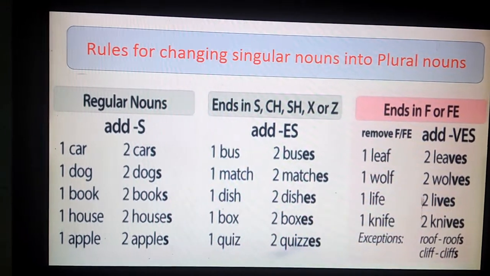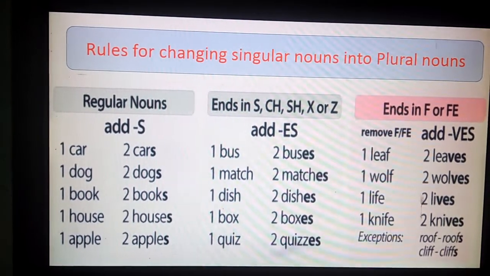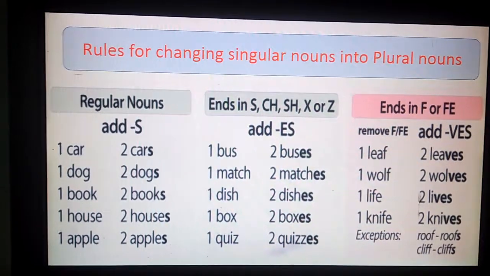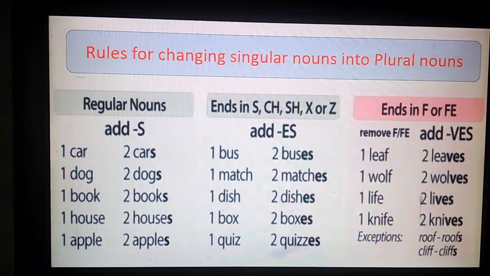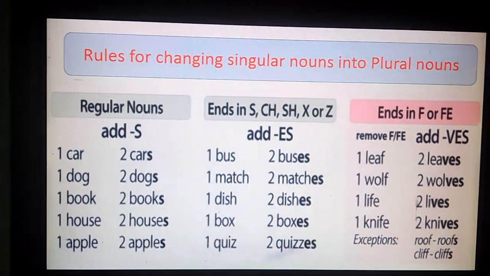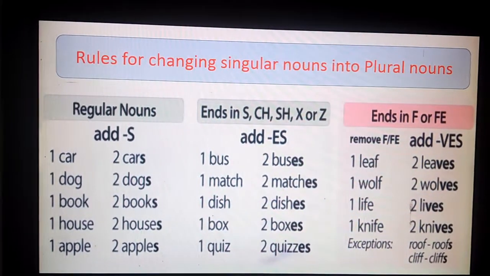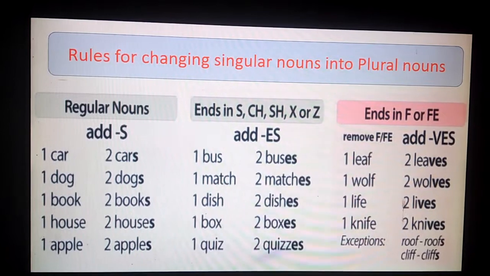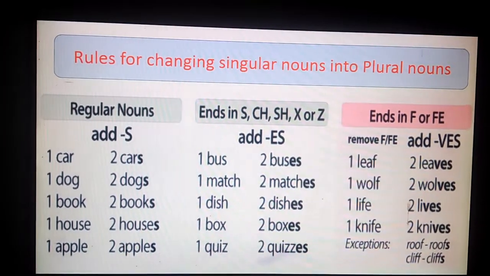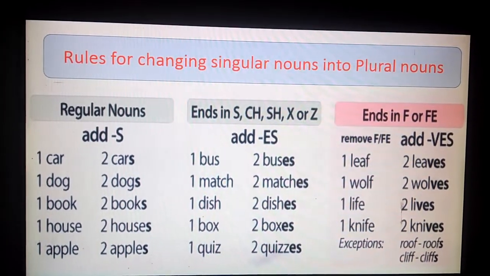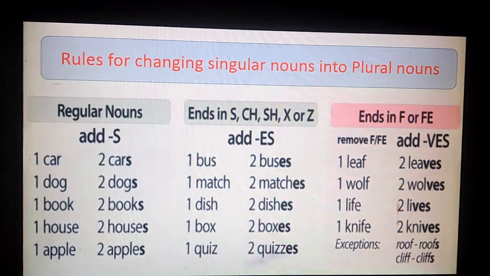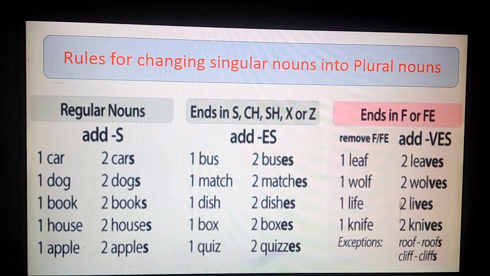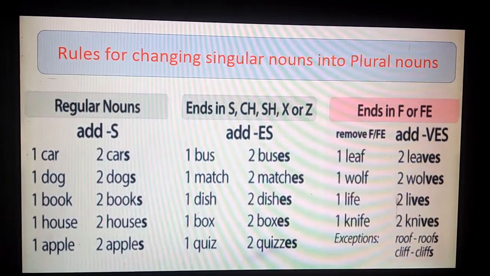And the first rule is by adding s, which we mostly use. One car, two cars. One dog, two dogs. One book, two books. One house, two houses. One apple, two apples.